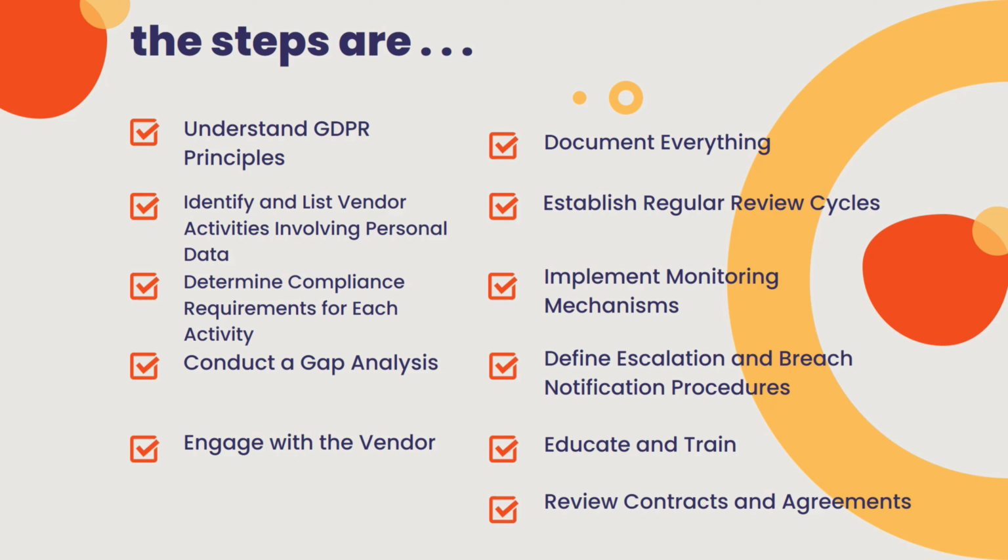The third step is to determine compliance requirements for each activity. We have understood the GDPR principles in the first step. We have identified all the activities of the vendors processing our personal data, and we need to determine the compliance requirements for each activity. Based on the GDPR principles, we need to define specific compliance requirements that the vendor must satisfy for each activity.